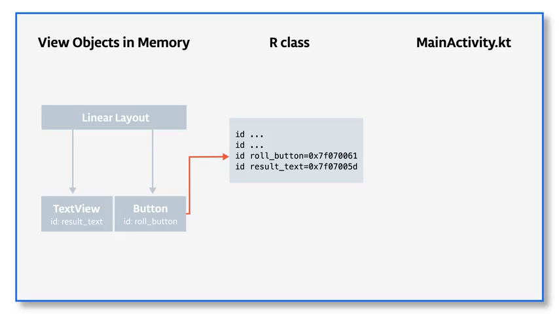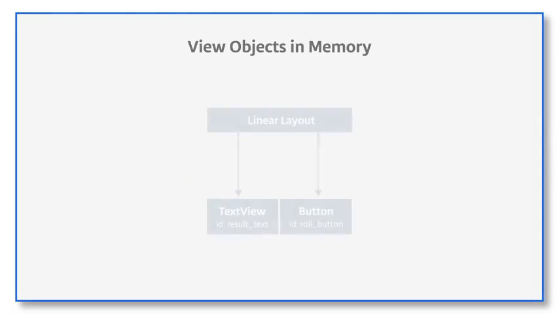To get the view object from your activity, you can then use a method called findViewById. You pass in the integer constant representing the ID of the view that you're looking for. And the activity will take the view hierarchy associated with it, search that hierarchy for the view with the ID you specified. Once it finds the view, it will return a reference to the Kotlin view object that we can then use from our activity.